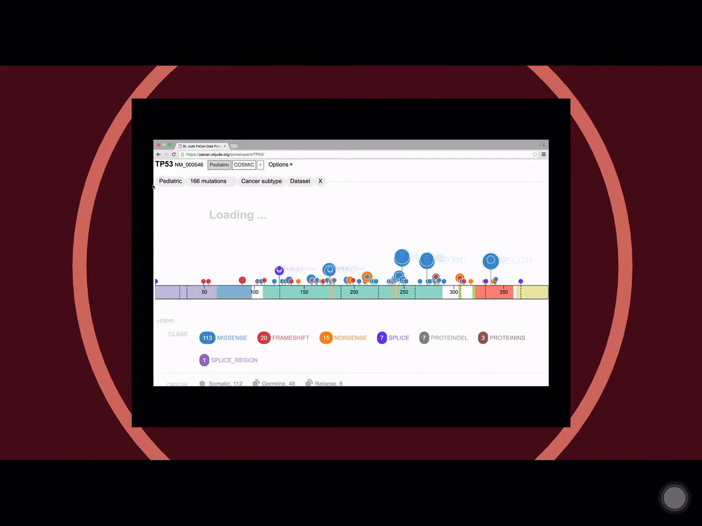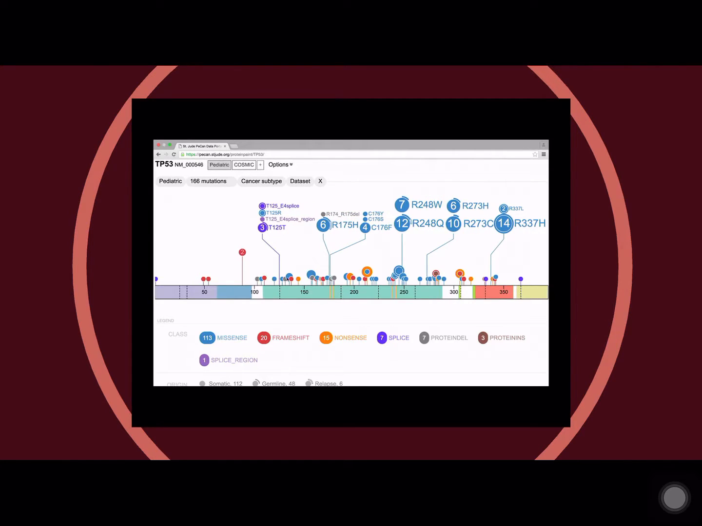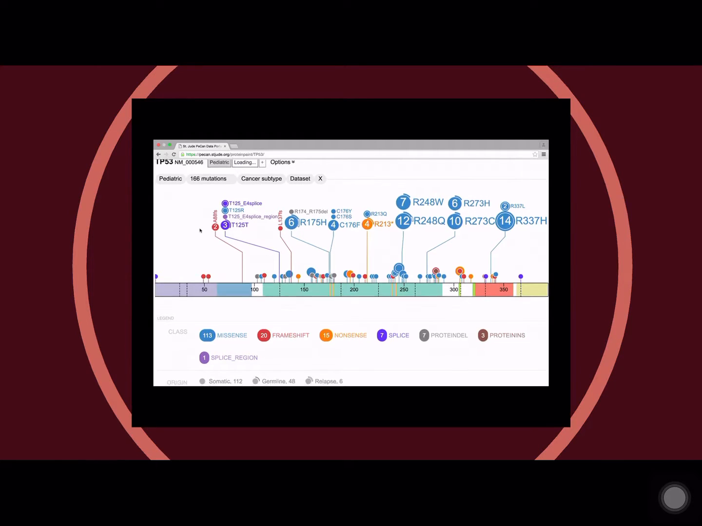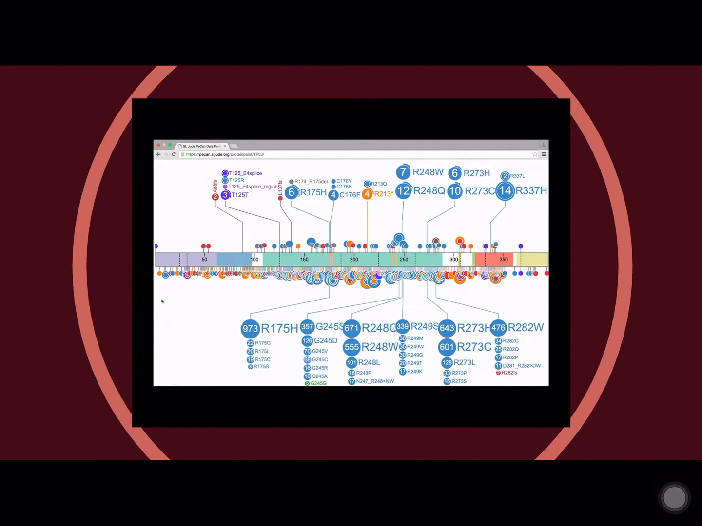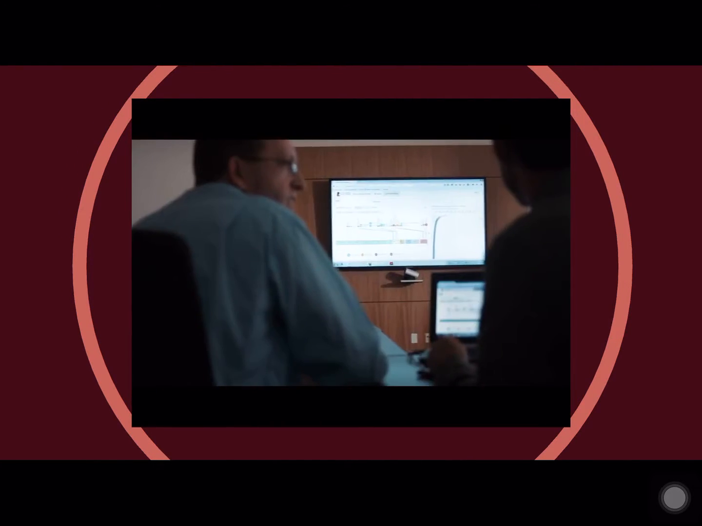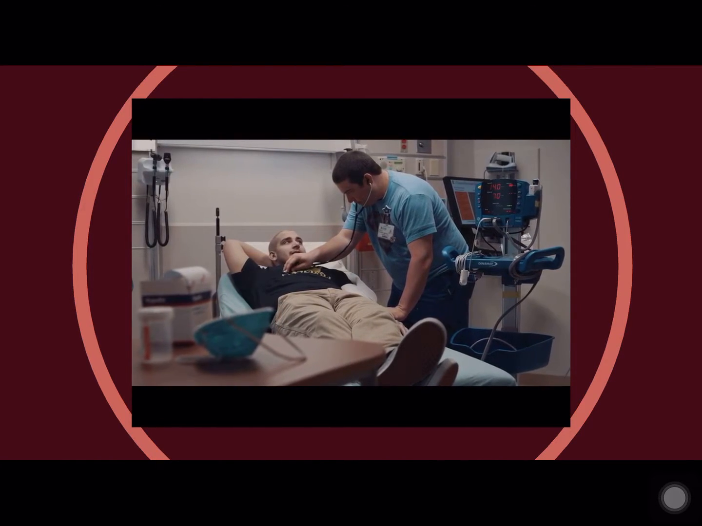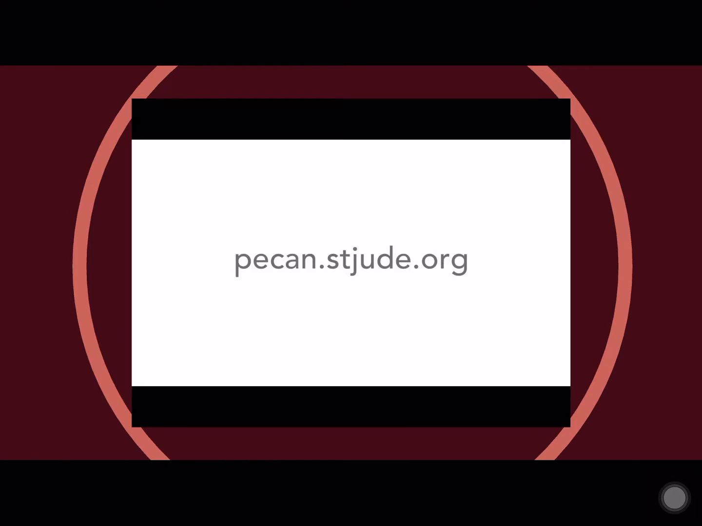In this way, we could explore all of the mutations found in this gene in different childhood cancers, or focus on a particular cancer type. With one click, we can compare genetic changes in a variety of adult cancers. This type of deep data helps scientists understand what is going wrong with specific genes in cancer, and may even help us design therapies that target those abnormal processes. Explore ProteinPaint today at PeCan.